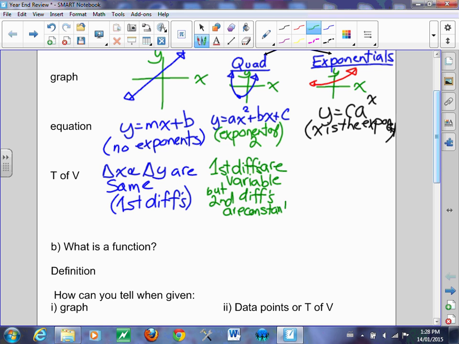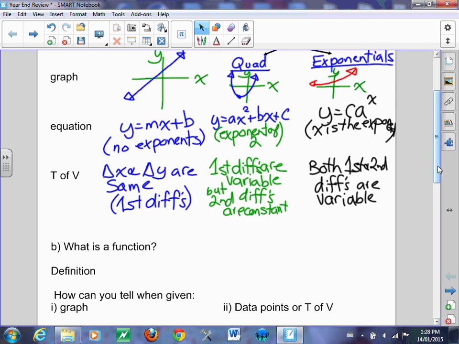Okay, and for exponential, folks, both first and second differences are variable. And just a little heads up here, you'll learn about doing what's called a y ratio in grade 11, and it has the equal y ratio. But we'll save that for grade 11.